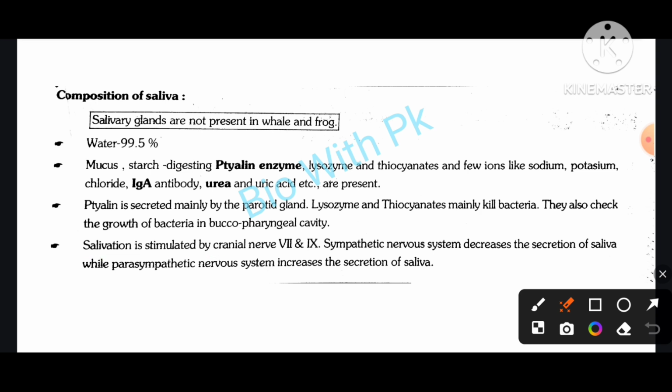Salivation is stimulated by cranial nerves number 7 and 9. The sympathetic nervous system decreases the secretion of saliva, while the parasympathetic nervous system increases the secretion of saliva.